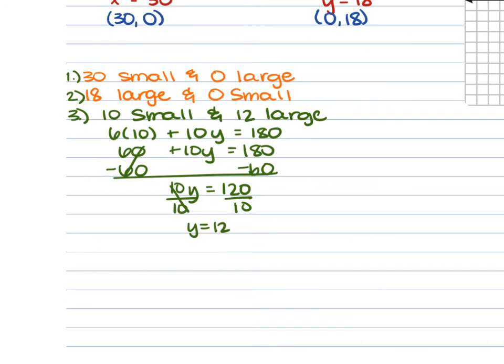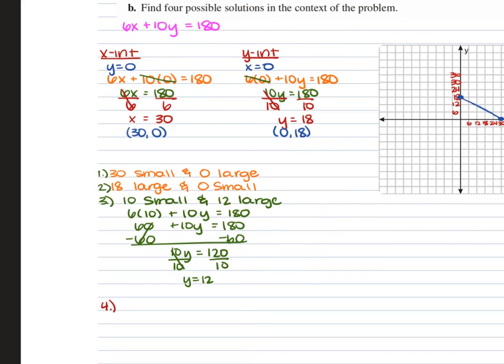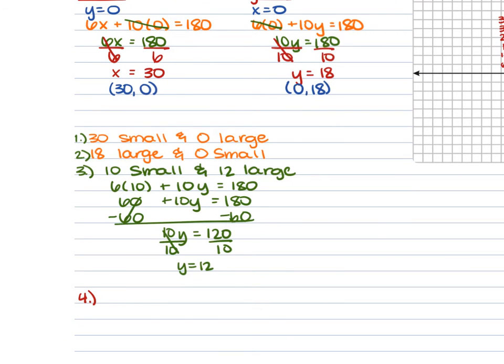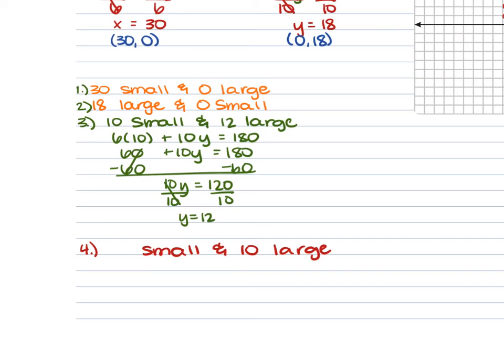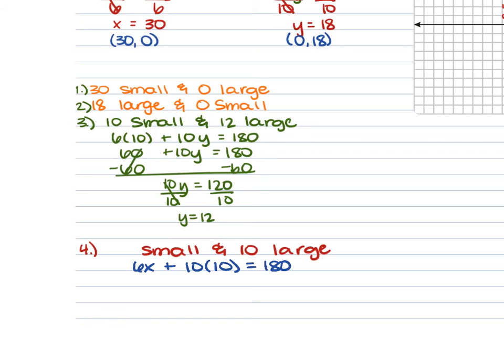Another one to do for the fourth one, let's say, if we pick 10 large tables. So if we pick 10 large tables, we would be plugging in the 10 for y. So that's going to be 6x plus 10 times 10 is equal to 180. 10 times 10 is 100. So that's 6x plus 100 is equal to 180. We would subtract the 100 from each side and get 6x is equal to 80.